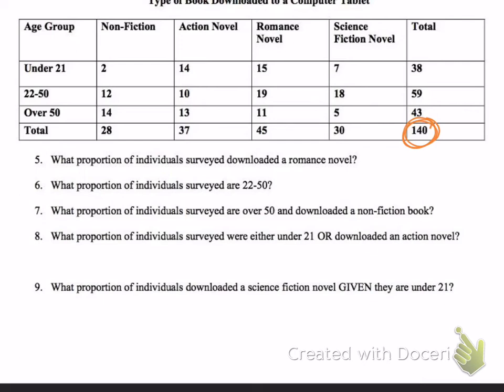Number 5, it says what proportion of individuals surveyed downloaded a romance novel? So what section do I want to look at? How many people downloaded a romance novel? 45. So 45 people downloaded a romance novel, and there are 140 people total. And then I can put that in my calculator, and it reduces to 9/28. And let's just leave it in a fraction for right now.